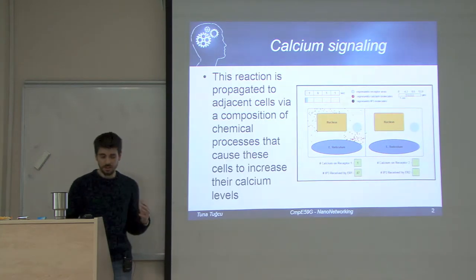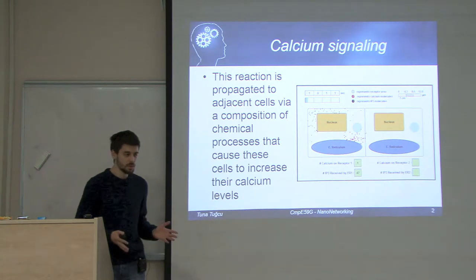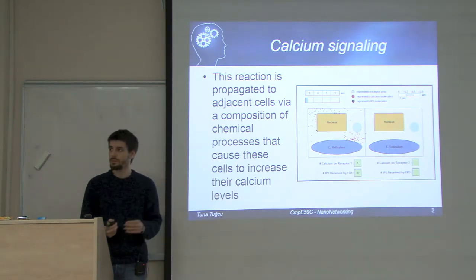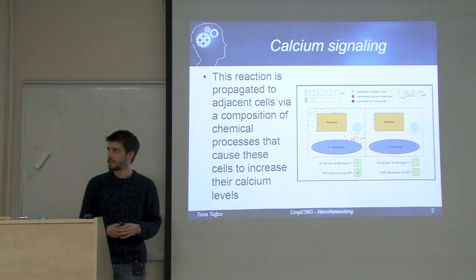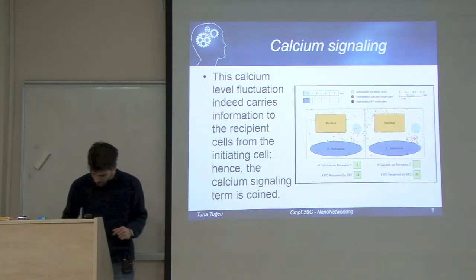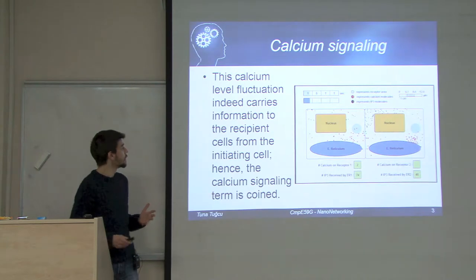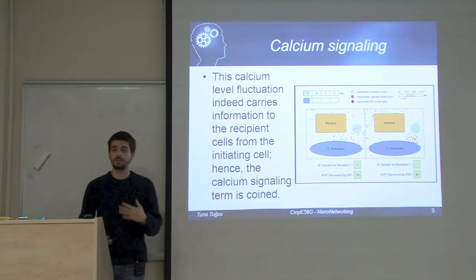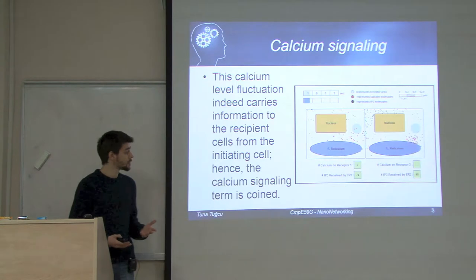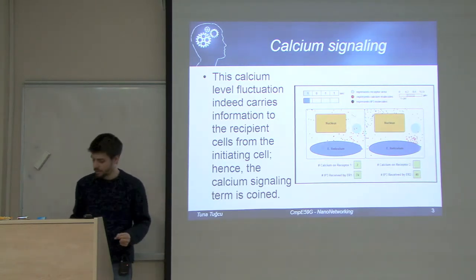The calcium signal, this reaction, is propagated to adjacent cells via a number of molecules. These are called IP3 molecules. They are secondary messenger molecules, which propagate the signal from the initiating cell to the other cells in the line. So the calcium level fluctuation indeed carries information from cell to other cells, and recipient cells actually get some of the information and utilize it according to their benefits in nature. And the term calcium signaling is very much valid because there is some information flow that is propagated in nature.